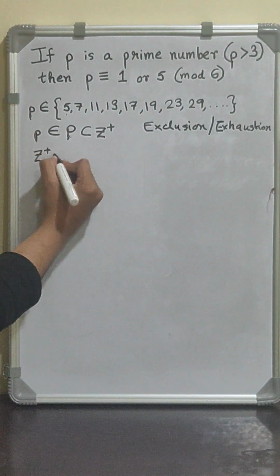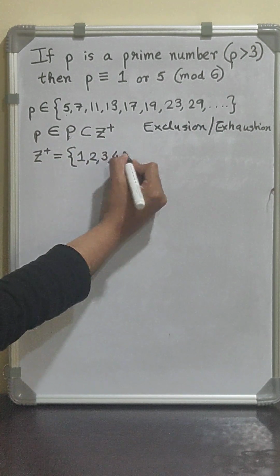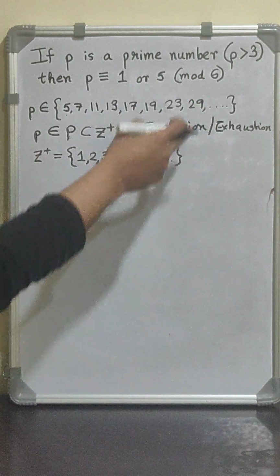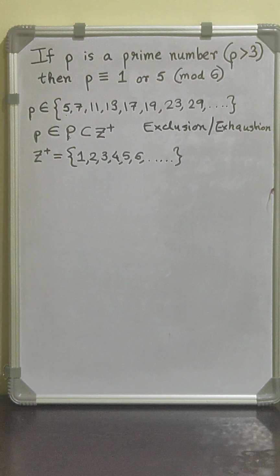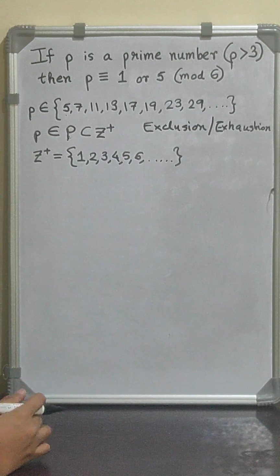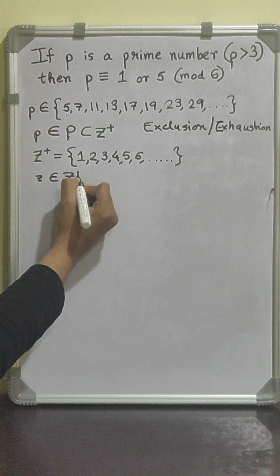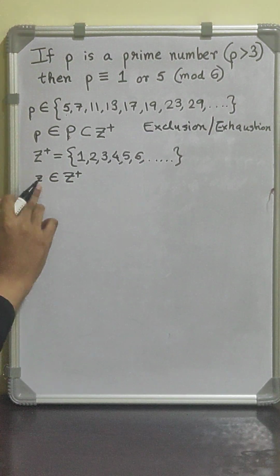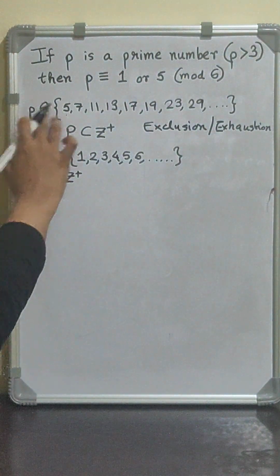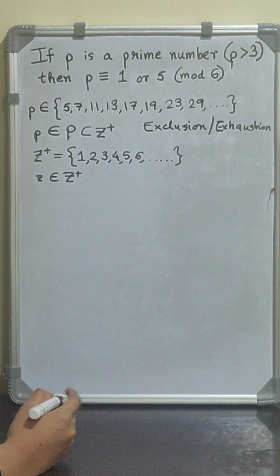Now, if I try to visualize how the set of positive integers looks, it looks like what we already know. This goes on to infinity. Both are countably infinite sets. So P is a subset of Z plus. So if I define an element z of Z plus, small z is one positive integer that may or may not be prime. It's just one small positive integer.